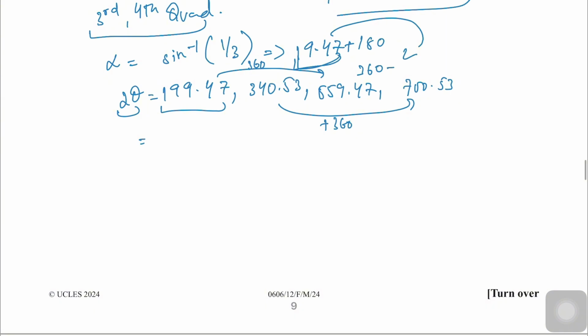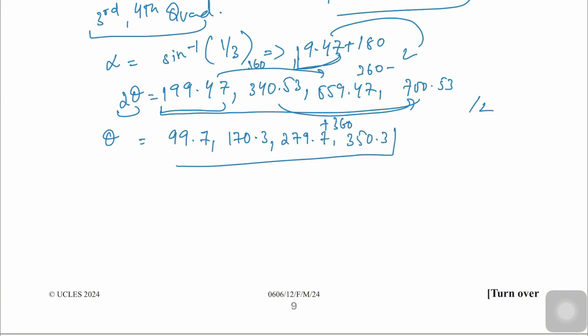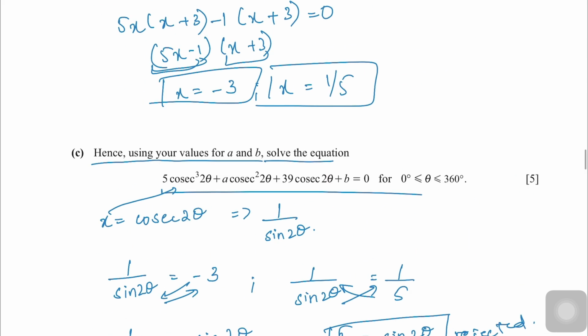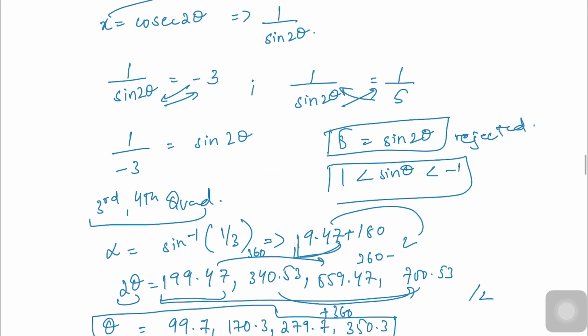Now dividing all of these by 2, we'll be getting our final answer, our theta, as 99.7, 170.3, 279.7, 350.3 as our final answer, since our range was this.